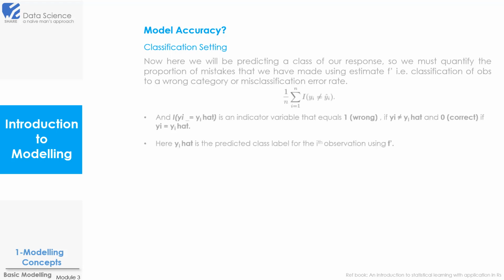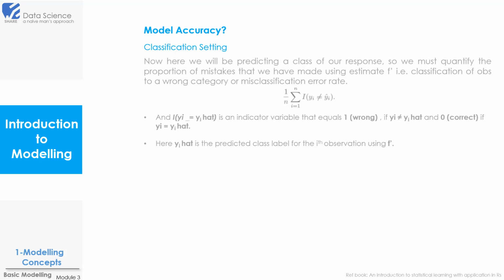It is given by an indicator variable as shown here, which is denoted by I. This simply means it will be equal to 1 if the classification is wrong. That is, if yi value of an ith response variable is not equal to yi hat. And it will be 0 if it is correct. That means yi value is equal to yi hat. So yi hat is the predicted class level for the ith observation using our estimated function f hat.